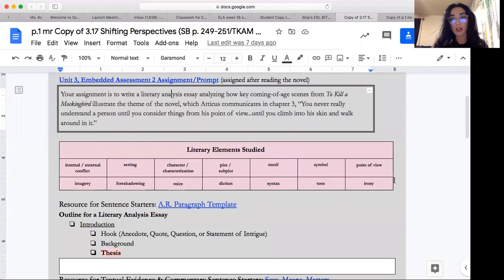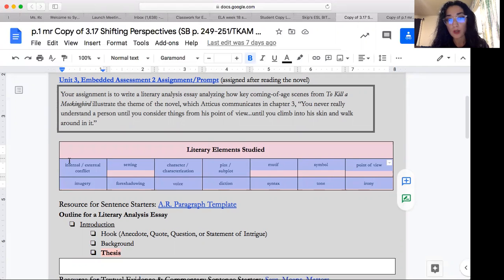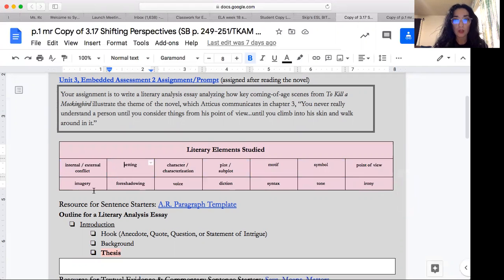So just to remind you guys, when we say literary elements, this is the stuff we're talking about. The words that we use specifically in English class to talk about books and poems and stories. These are the things we've been talking about this year: internal and external conflict, irony, point of view, symbol, plot, subplot, character, diction, syntax, imagery. All of these are really, really useful, and you're going to use them for the rest of your life. Every time you take an English class, these are words that you're going to use to analyze literature.